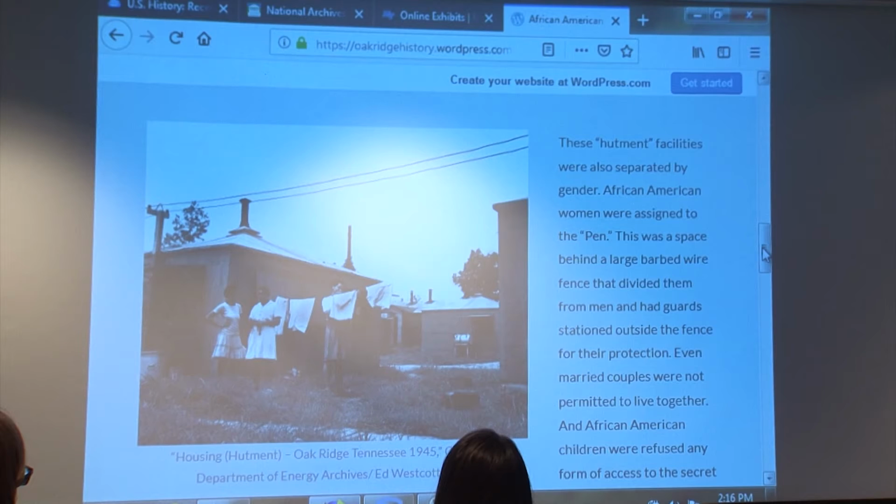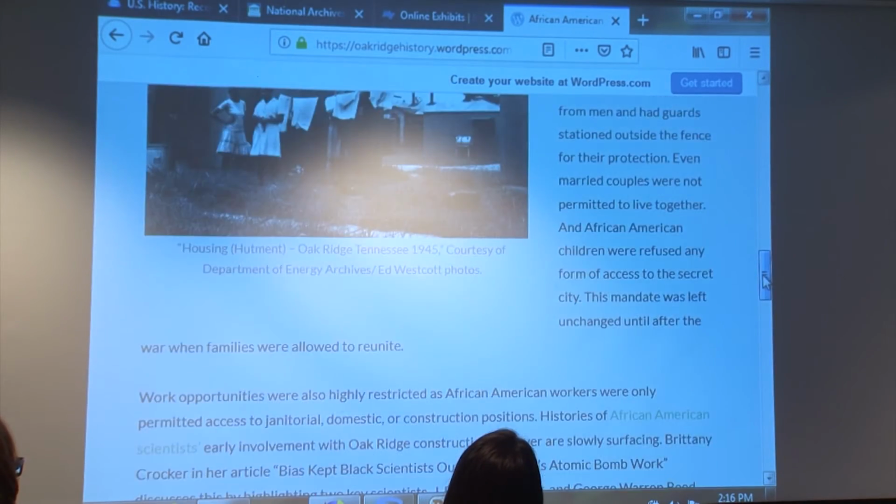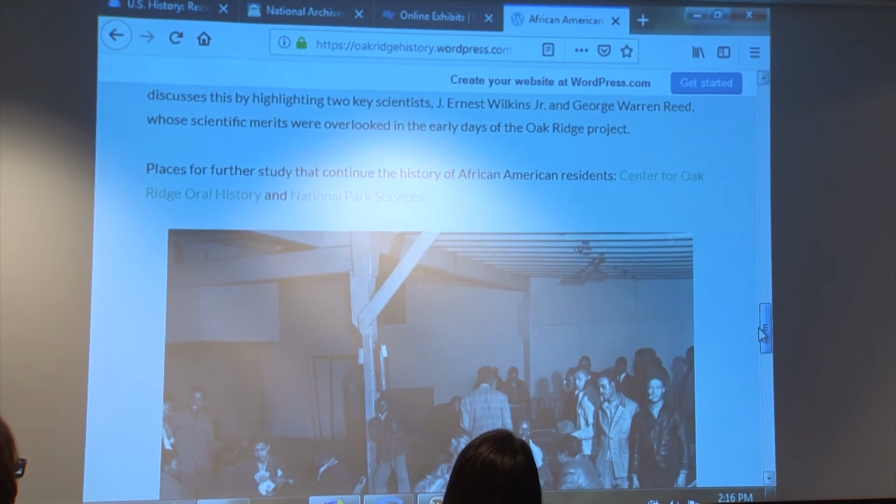If I remember correctly, too, the male workers were separated from female workers as well, even if they were married. So that adds a different social dynamic for sure.